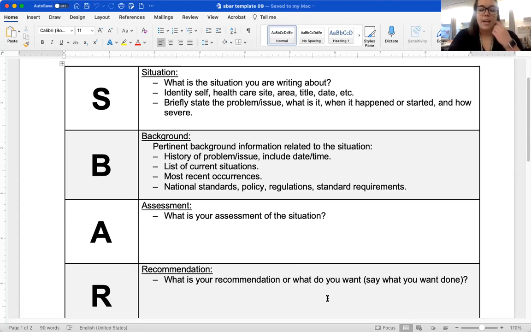And then recommendation, that's talking about what do you recommend or what do you need from the doctor? What's the next thing that you need? So I'm going to switch over to a different document here.